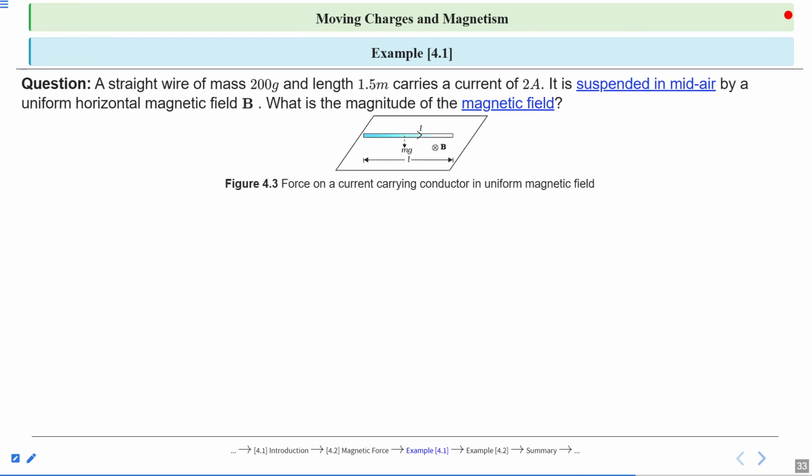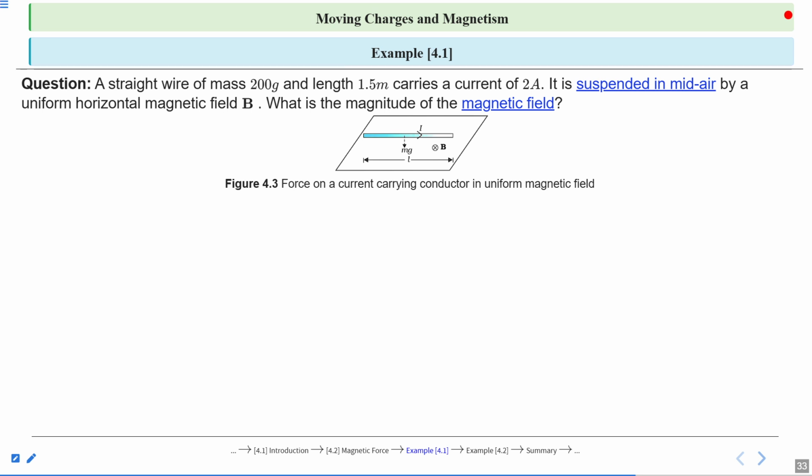This is example 4.1. A straight wire of mass 200 gram and length 1.5 meter carries a current of 2 ampere. It is suspended in mid-air by a uniform horizontal magnetic field B. What is the magnitude of the magnetic field?